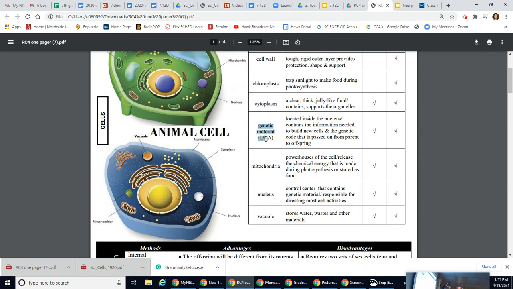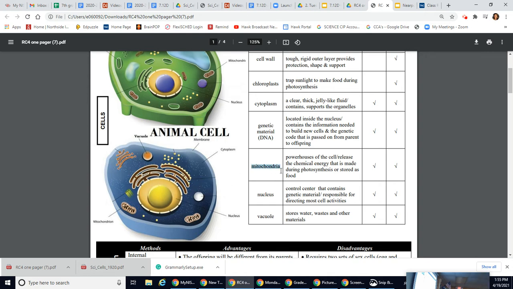The genetic material is your DNA. It's located inside the nucleus of the cell. Here it is in the plant cell. Here it is in the animal cell. Here inside the nucleus, it contains information needed to build new cells and the genetic code that's passed on from parent to offspring. That's where the DNA is located.